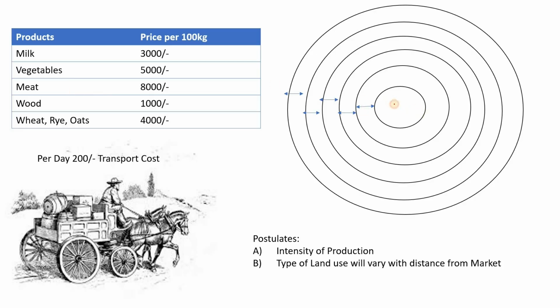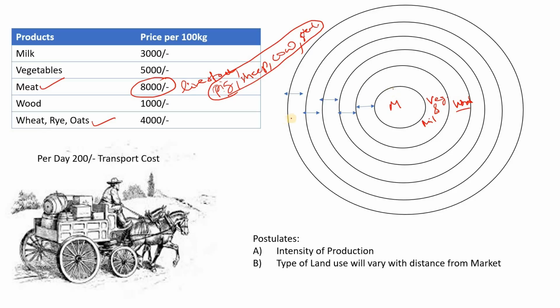Now what is left here? This is the market. Here we are going to do the veggies and milk, and here we are going to do the wood farming. Now left are the meat and the wheat, rye and oats. So for meat, suppose these are called livestock, like the pig, the sheep, the cow, the goat, all these things, as they can travel by themselves to the market. You do not need a cart to make them travel, because it is not like the modern era today. The horse or the cattle or the pig, they can travel to the market by themselves.